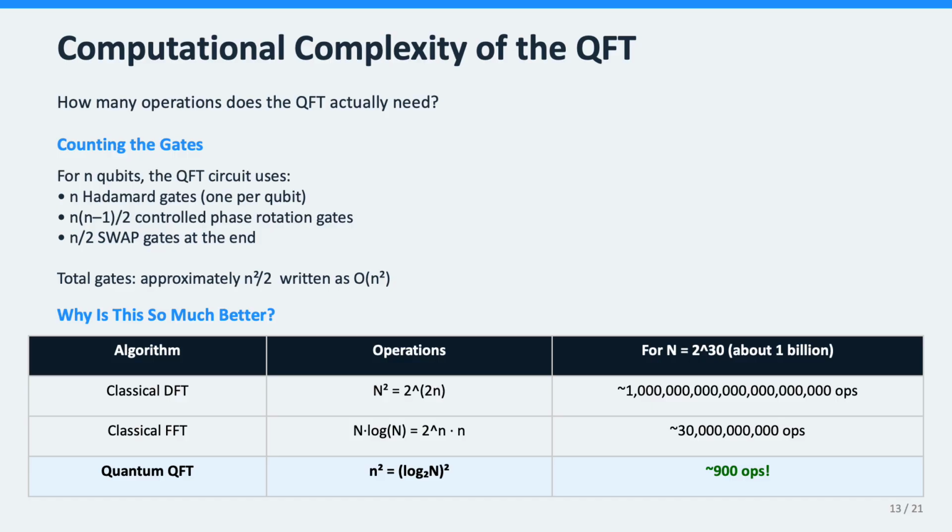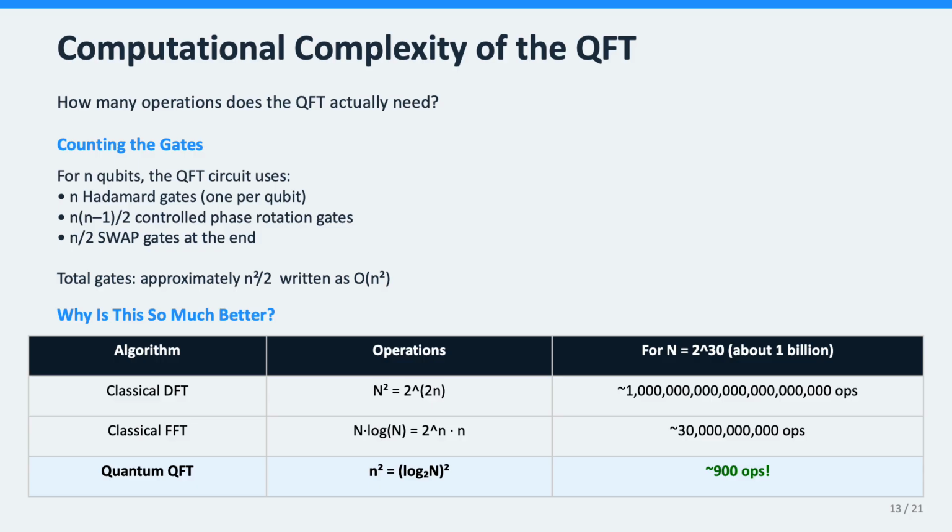Let us count the gates carefully. For a circuit with a given number of qubits, the QFT uses exactly one Hadamard gate per qubit, then a decreasing number of controlled phase rotation gates for each qubit, and finally a set of swap gates at the end to reorder the output. Adding all these up gives a total number that grows roughly as the square of the number of qubits. In computer science notation, we call this quadratic scaling. Double the number of qubits and the gate count roughly quadruples.